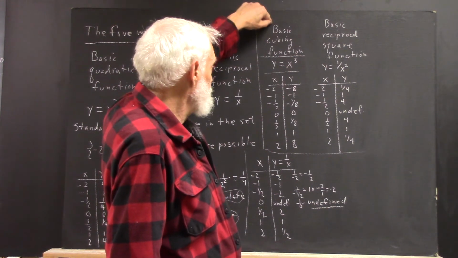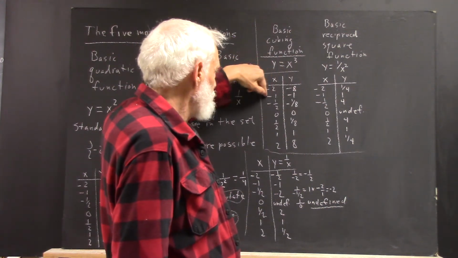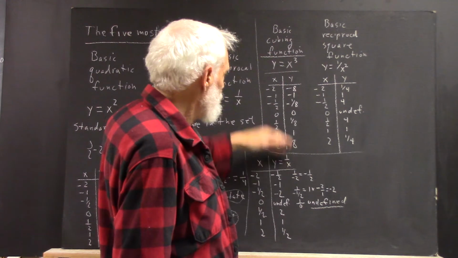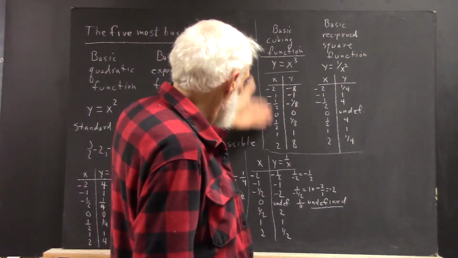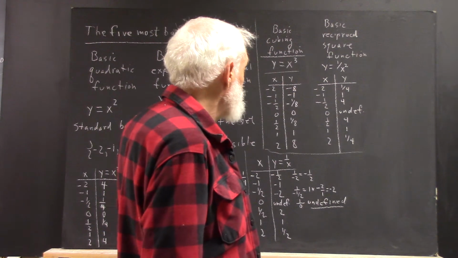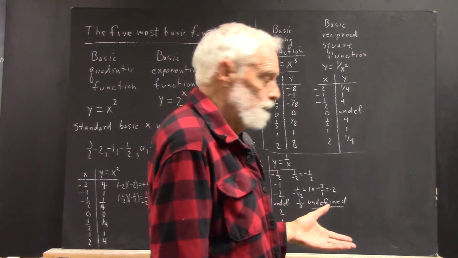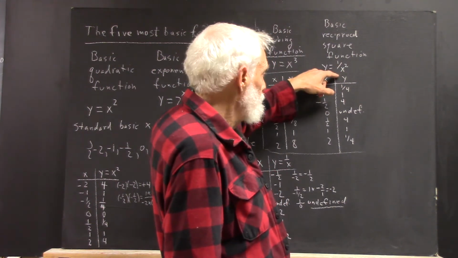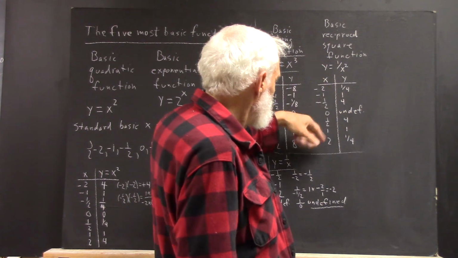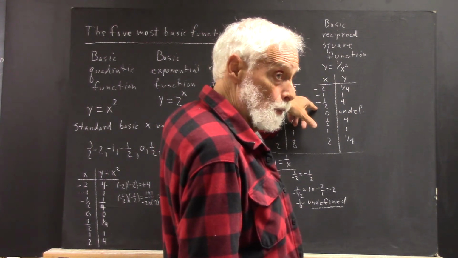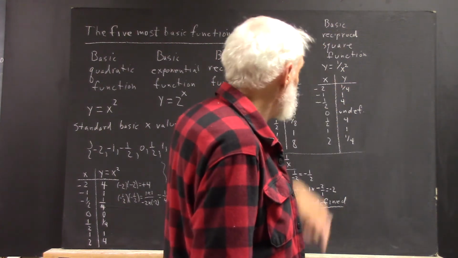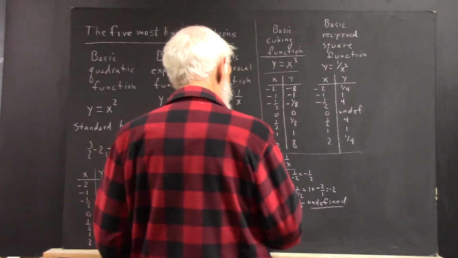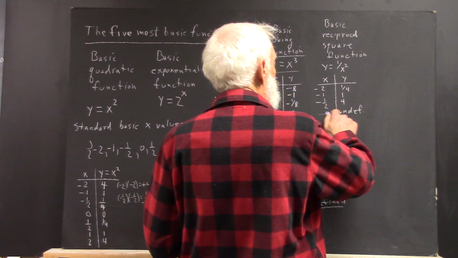Okay, basic cubing function. Well, -2 cubed is -8, -1 cubed is -1, -1/2 cubed is -1/8, 0 cubed is 0, etc. There's your table, nothing to it. And all the numbers work. Okay? And your basic reciprocal square function. Well, you do 1 over x squared. When x is -2, you square -2, you get 4, so you get 1/4. And then if you square -1/2, you get 1/4, and 1 over that is 4 over 1. Division by 0 is again undefined, so 0 is excluded from the domain of the function.